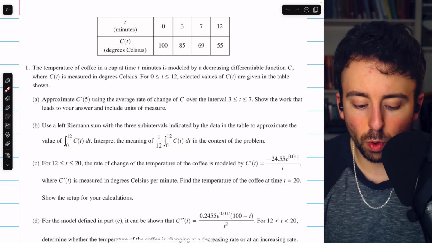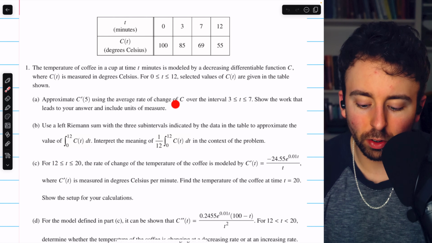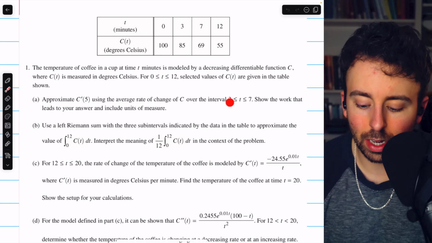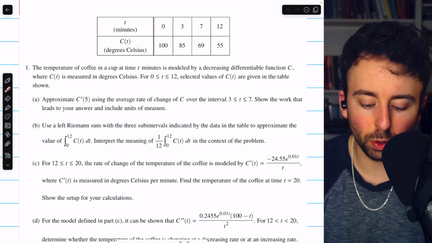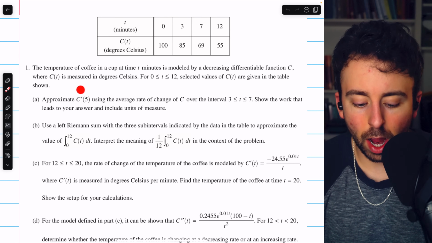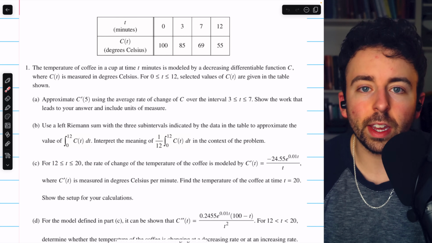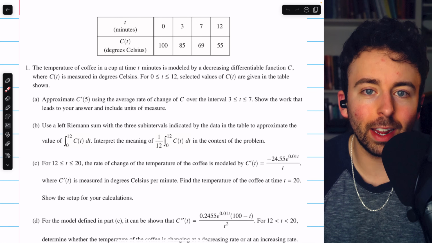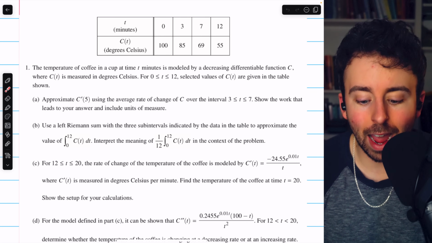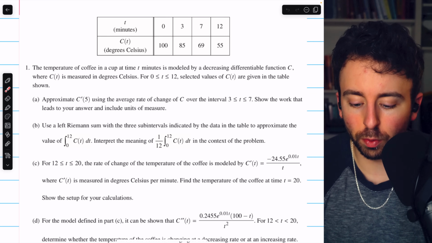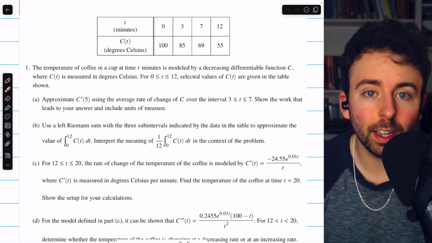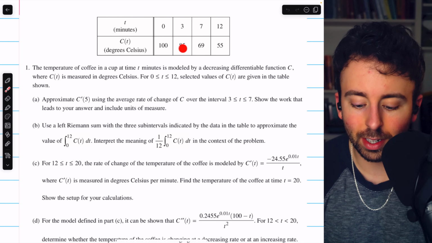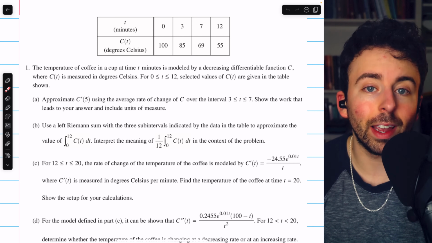Part A asks us to approximate c prime of 5 using the average rate of change of c over the interval between 3 and 7. We must also show the work that leads to our answer and include units of measure. So c prime of 5 is a derivative, which we think of as an instantaneous rate of change. We can approximate it with an average rate of change over this interval from 3 to 7. That's just the slope of a secant line. So we'll calculate the change in the temperature and divide by the change in time.